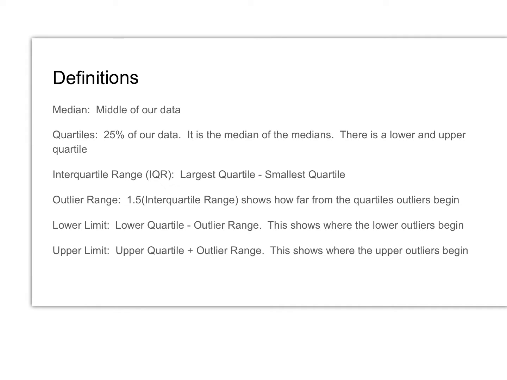Then we have interquartile range, which is the largest quartile minus the smallest. We have outlier range, which is always 1.5 times the interquartile range. The lower limit is the lower quartile minus the outlier range, and this shows us where the outliers begin. Then we have the upper limit, where we add the outlier range to the upper quartile, and this shows us where the upper outliers will start.